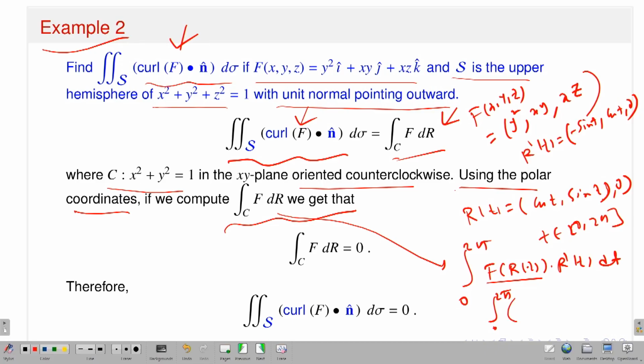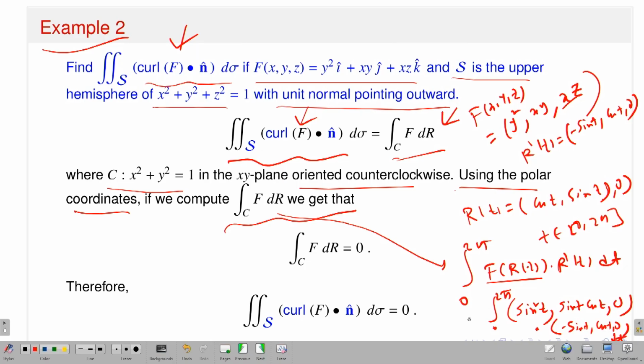F of r(t), that means it will be there like r(t), right? So this means y squared. Y squared means the first one is sine squared t. Then x times y, that means you have sine t cosine t. Then z is 0, so it will not contribute anything, comma 0, dot product with minus sine t comma cosine t comma 0, then dt.